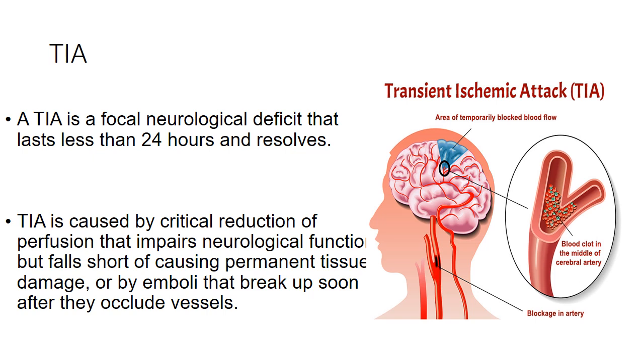It basically happens due to, just let me highlight it with a pointer. So this is the vessel which is shown here and this is the blood clot that develops. However, this blood clot falls short of causing permanent tissue damage, or for that matter, this blood clot that produces an emboli, this emboli breaks up soon, so that the vessel is no longer obliterated and becomes patent.